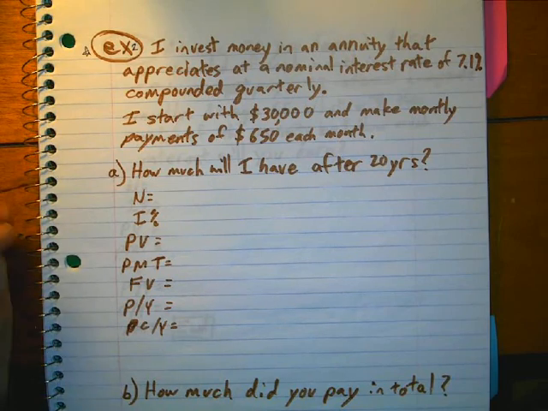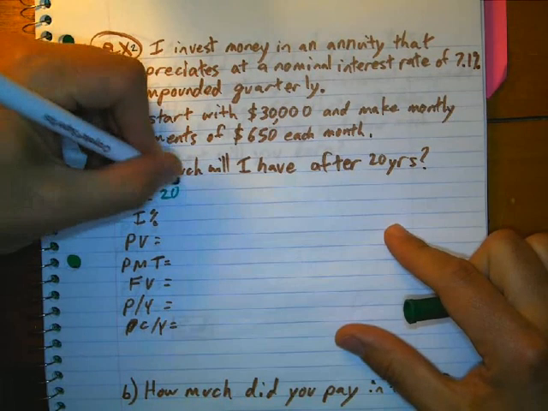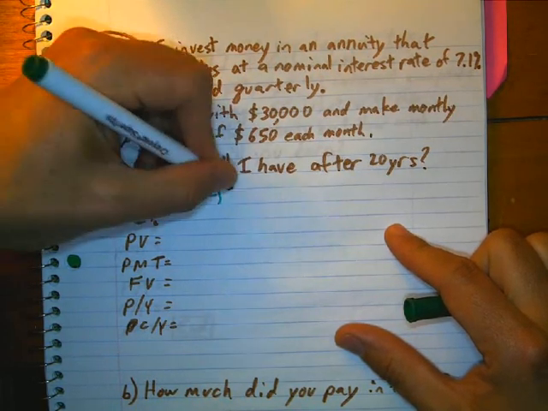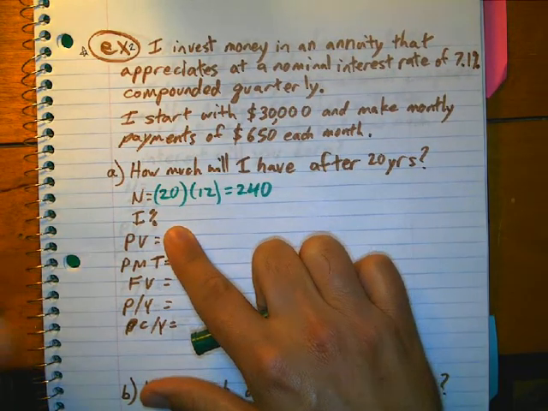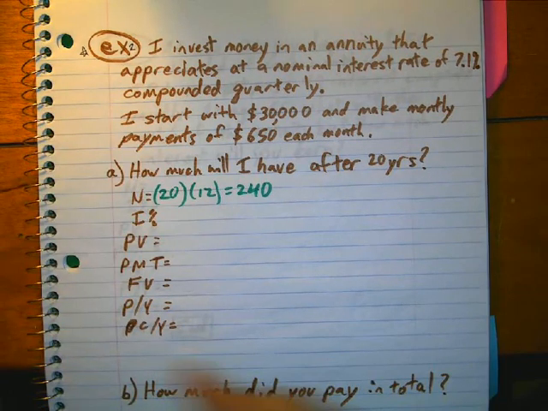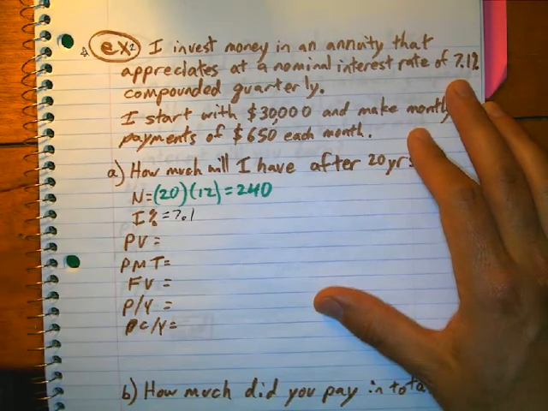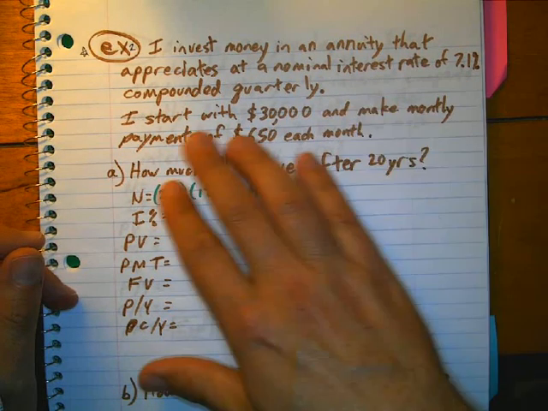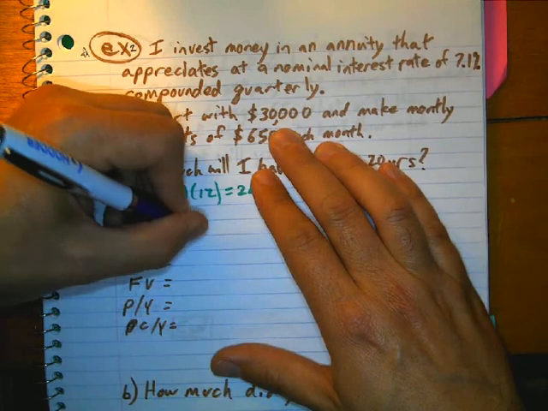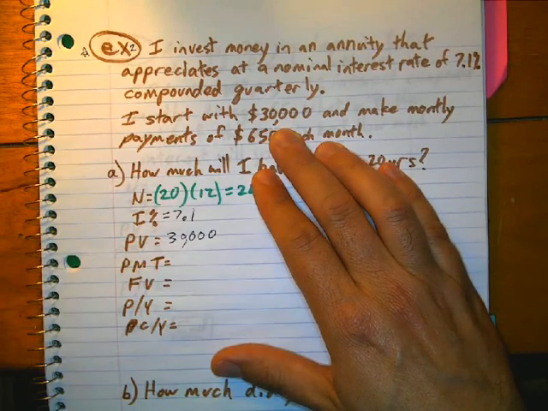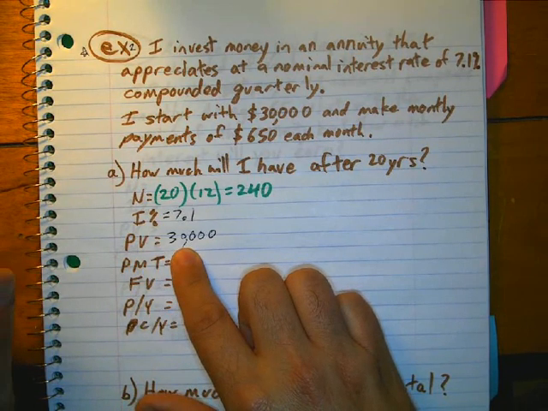Okay, so this is going to be 20 times 12, so 240. And the interest is 7.1%. We started off with $30,000, so we have an initial value here of $30,000. Okay, present value. So present value is what we start off with. Okay, in the previous one we started off with nothing.